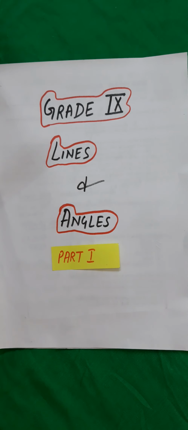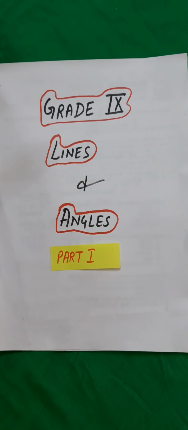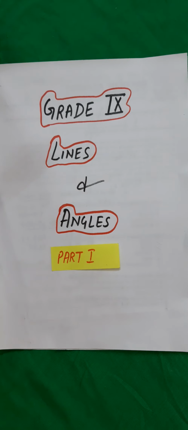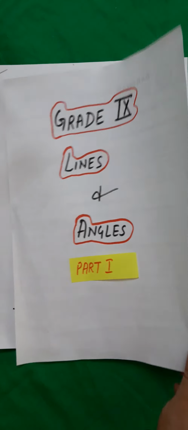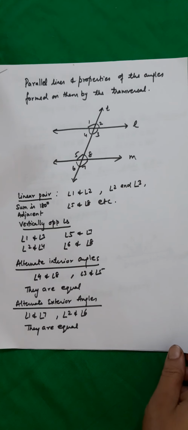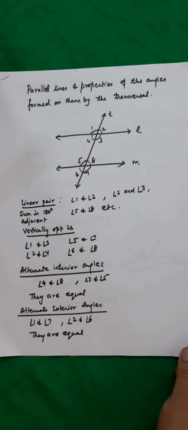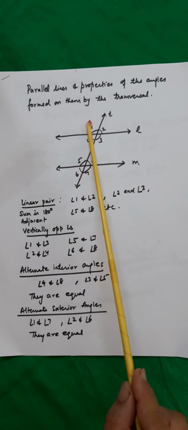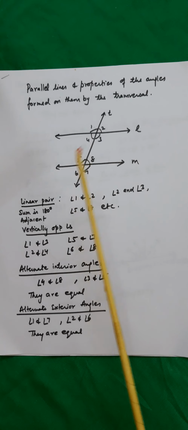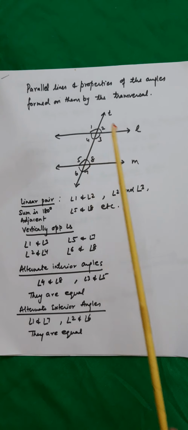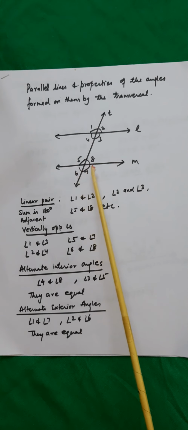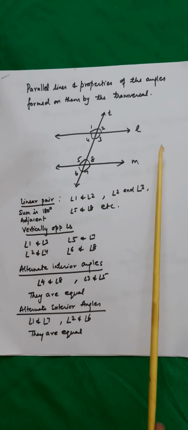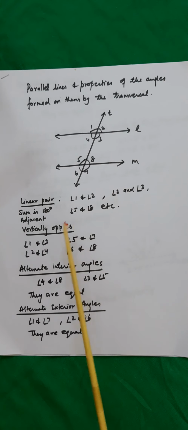Assuming that you know the basic definitions of point, line segment, ray, types of triangles, and types of angles, we proceed today with parallel lines and their properties. Parallel lines and the properties of the angles formed by the transversal. Here, let us consider line L is parallel to M and T is the transversal. Then so many angles are formed here. Let us number them as 1, 2, 3, 4, 5, 6, 7 and 8. Then the types of angles formed over here and their properties are as follows.